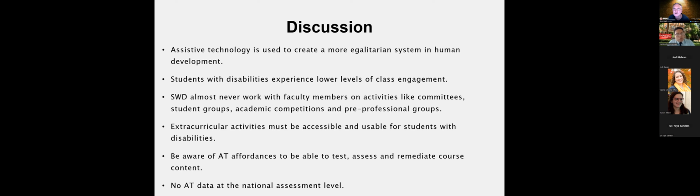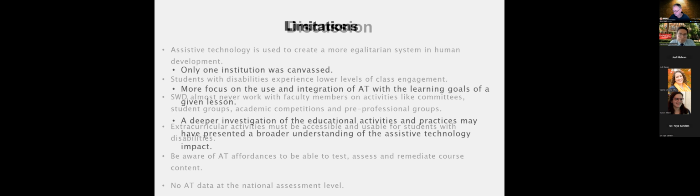The scholarship is saying, or researchers are saying, we need to add assistive technology into the course design process, but no one is really doing it. And most likely, no one is doing it because they didn't know how to. So the discussion here is, assistive technology creates a more egalitarian system of human development, but faculty members really don't know how to, right? And there is no assistive technology data in national assessment surveys, and therefore that could be a limitation of why people are not paying attention to that.